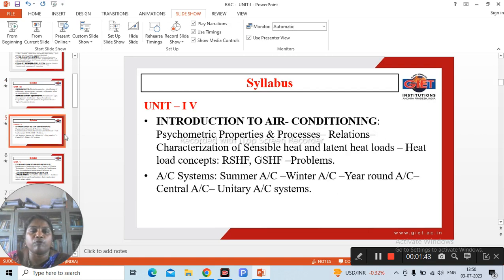Next, the fourth unit is completely related to the introduction of air conditioning. Air conditioning systems, the desirable properties, that means psychrometric properties and processes, and different air conditioning systems like summer, winter, year-round air conditioning systems, central air conditioning, and unitary air conditioning systems. These topics are covered in unit 4.